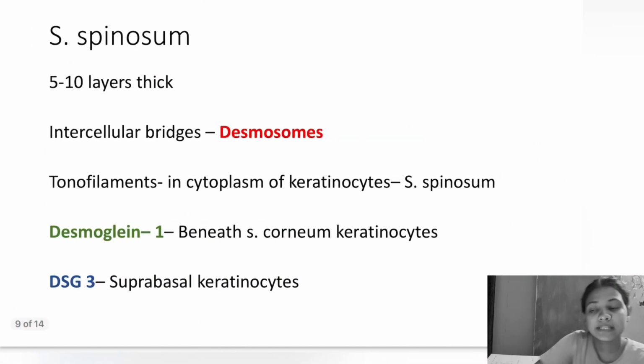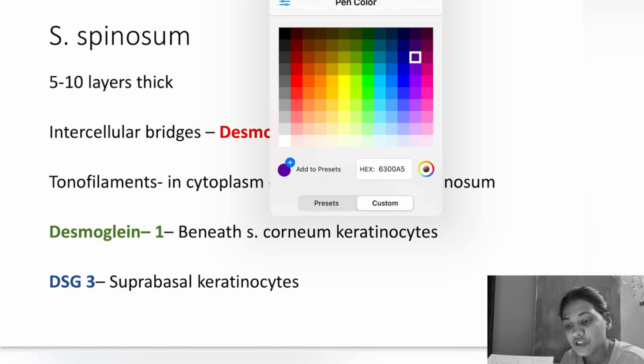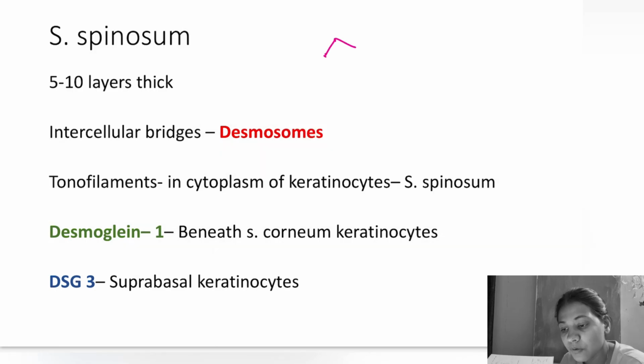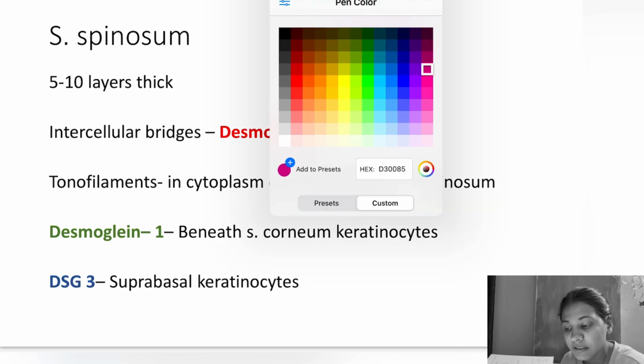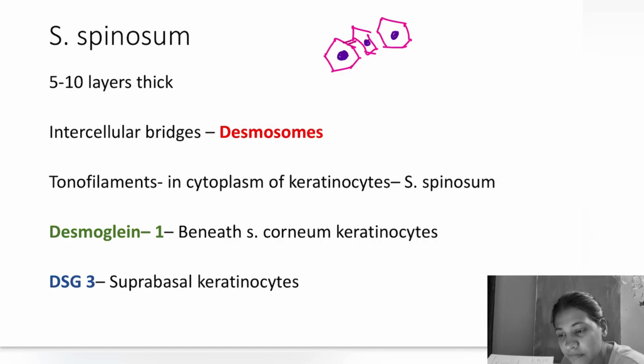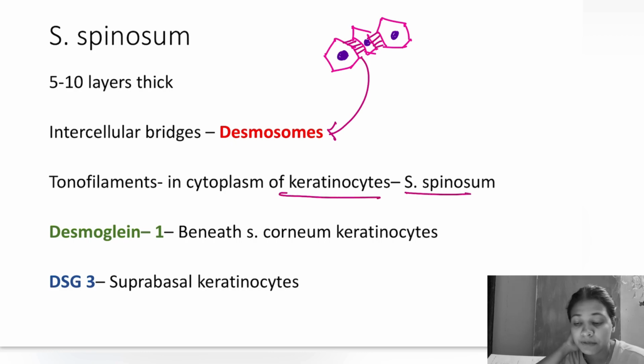Okay, coming to the second last layer, which is the stratum spinosum, which is 5 to 10 layers thick, and here we find an interesting finding, which is the desmosome. So assuming this is how keratinocytes look like, and then they have a nucleus. The intercellular bridges between them, which connect each other, are known as desmosomes, and there are tonofilaments which are seen in the cytoplasm of keratinocytes, which is present in stratum spinosum.